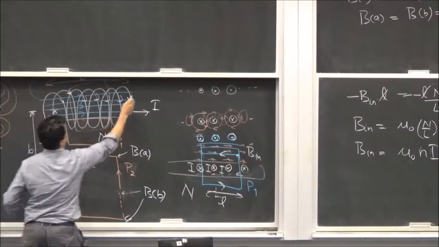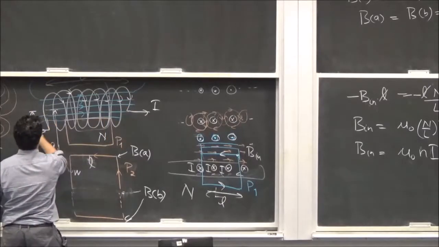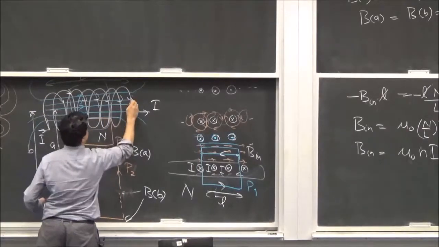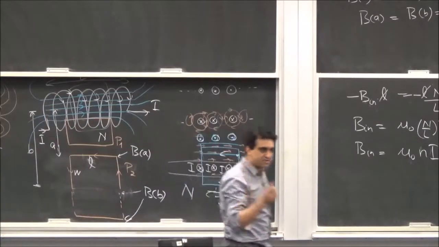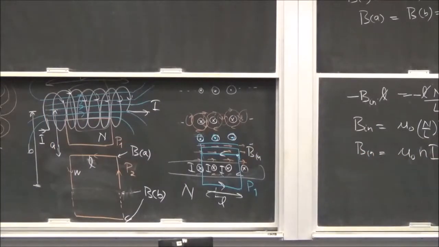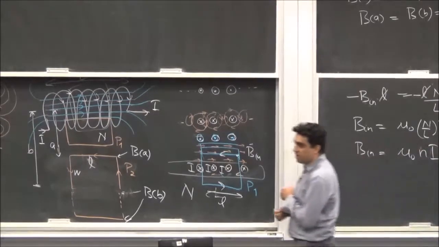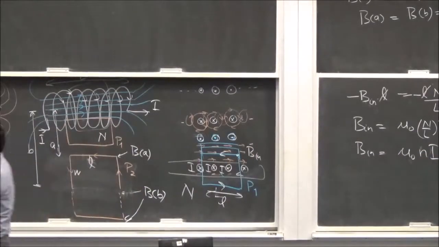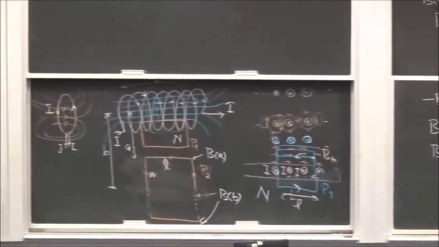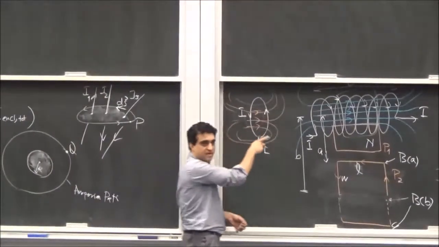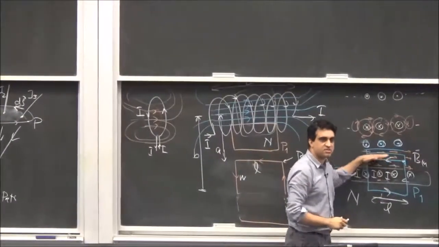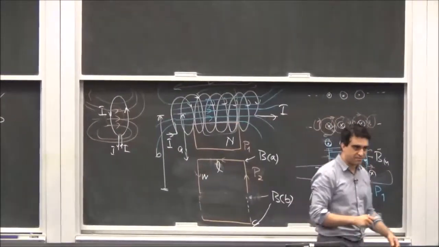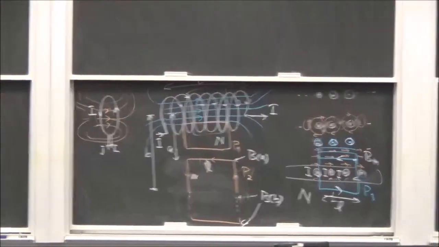Of course, outside, at the edges it can vary, but inside it would be uniform in an infinite solenoid. So that's where it will help you, if you have symmetry in the problem, but first we have to look at the symmetry. Along this line, you have a constant magnetic field.